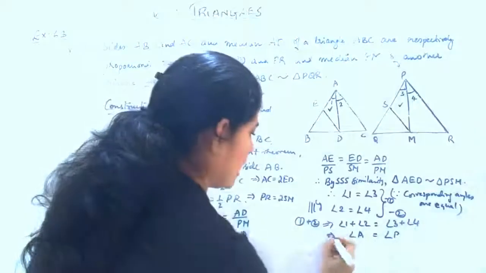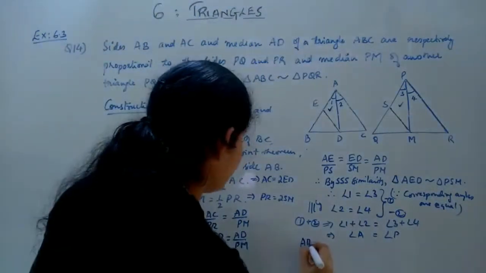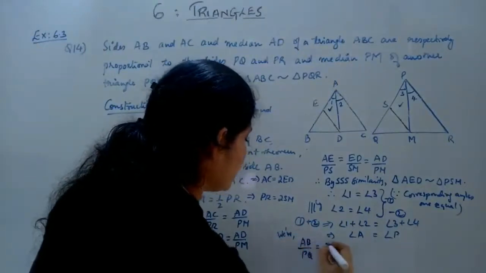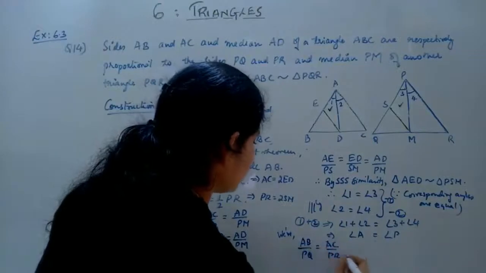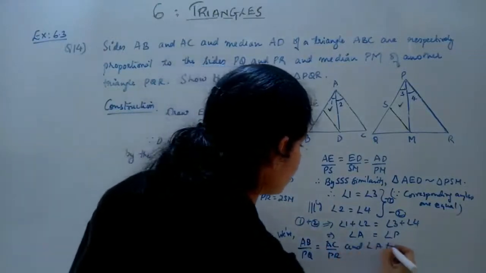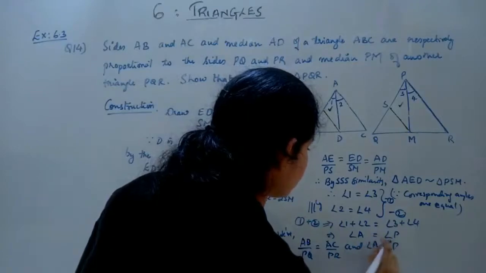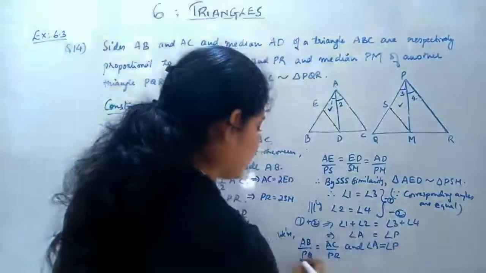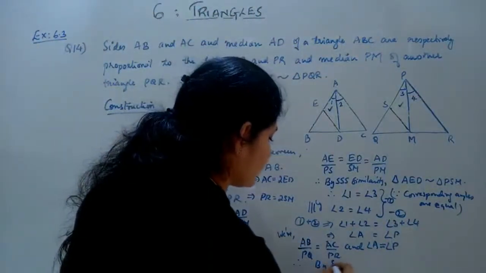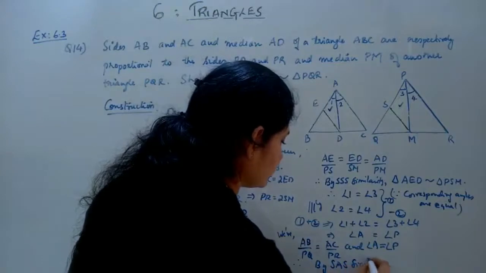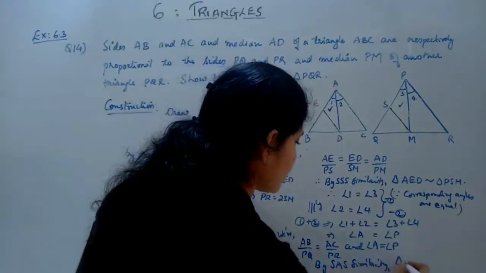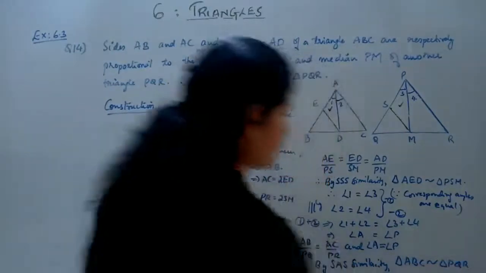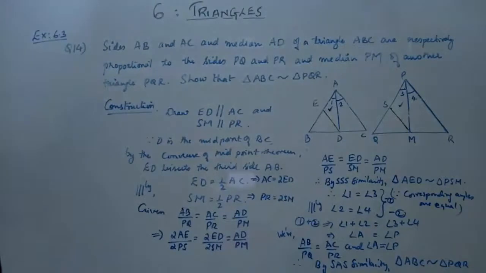You have AB by PQ is equal to AC by PR and angle A equal to angle P. So from these two concepts, by SAS similarity, you get triangle ABC is similar to triangle PQR.